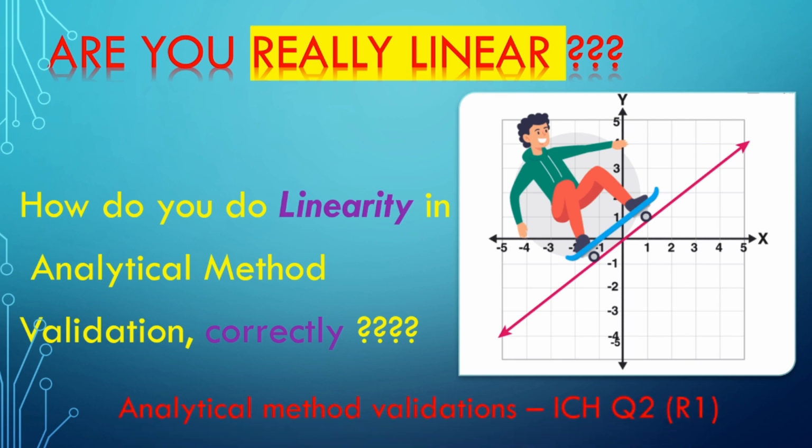For us, the Bible of analytical method validation is ICH Q2(R1). So in this video we are going to discuss what is written in ICH Q2 about analytical linearity method validation, or can we do that differently? Are there any disadvantages or any issues with the current ICH guideline?